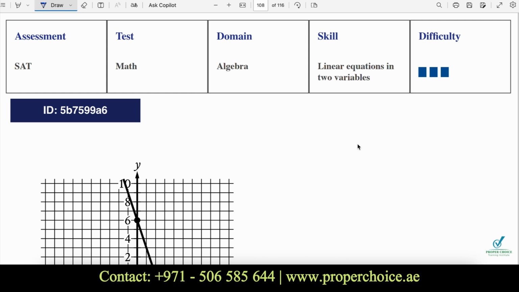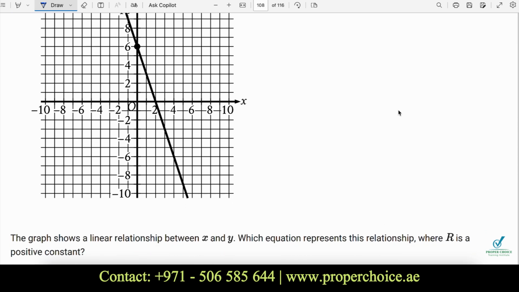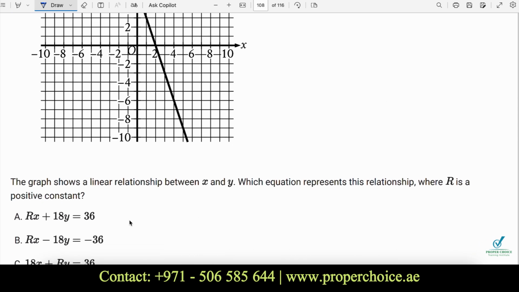Let's go to the next question, which has a difficulty level of hard. As you can see here, it's based on lines and their equations, their relation. It says that the graph shows a linear relationship between x and y. Which equation represents this relationship where r is a positive constant? Whenever a question includes a linear relationship, the graph should have a straight line.